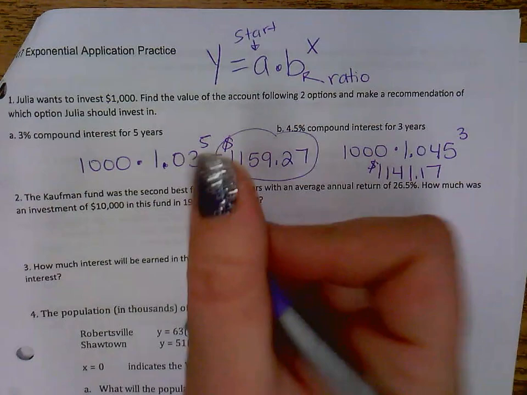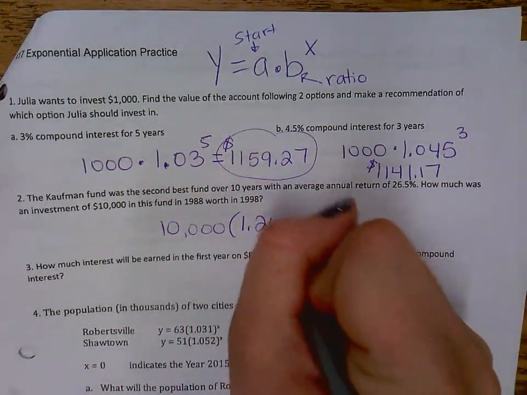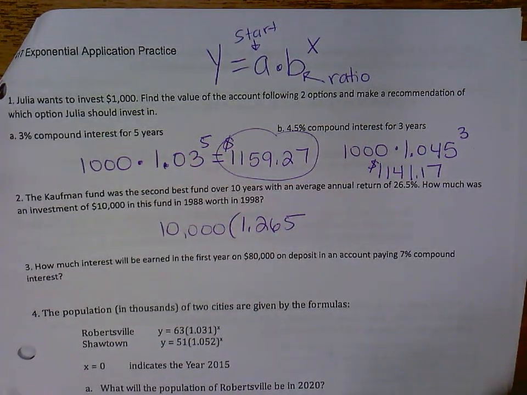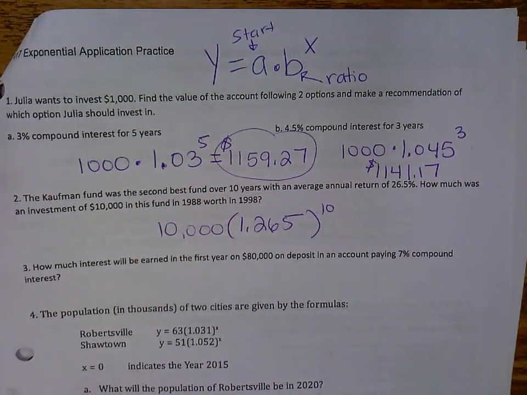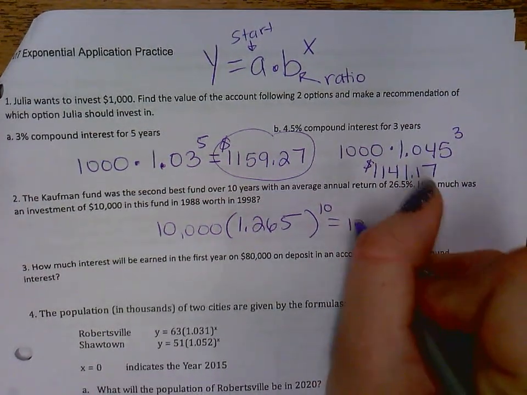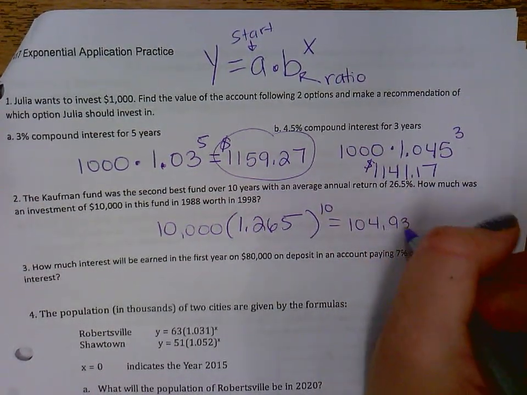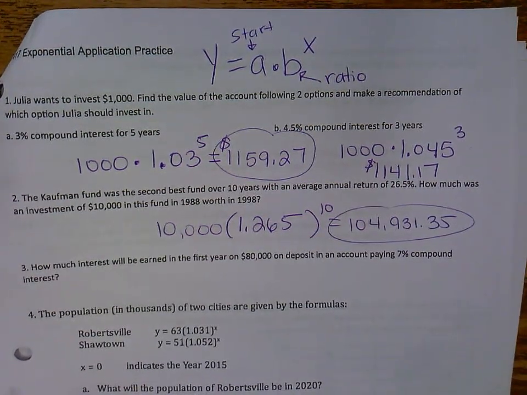Let's see, we want to do 10,000, 1.265. That would be 26.5%, right? Raised to the 10th. Ooh, they did pretty good. $104,000. That's a decent return. $10,000 was a lot of money in 1988.